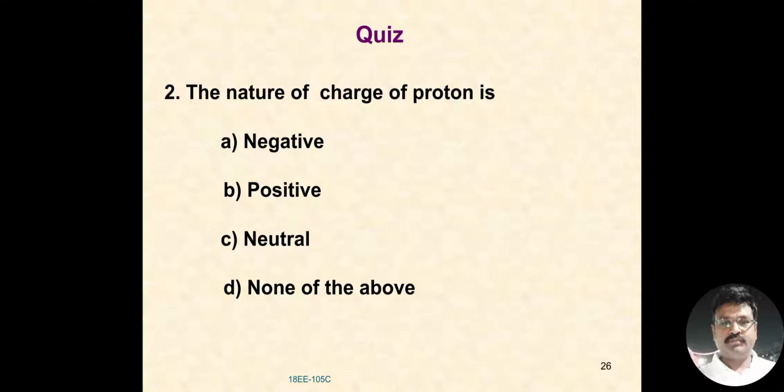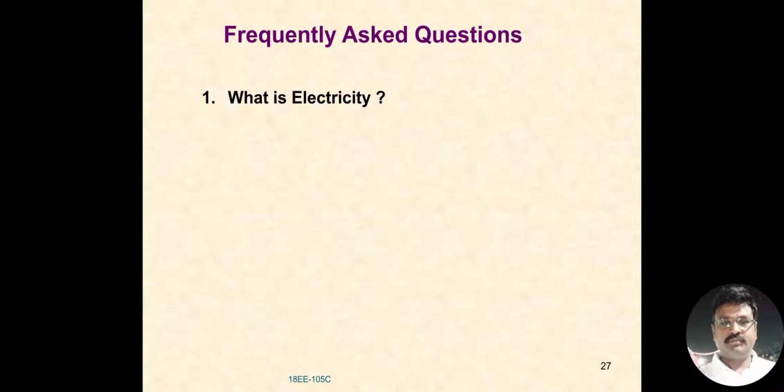Frequently asked questions in this topic: What is electricity? What are the advantages of electricity over other forms of energy?